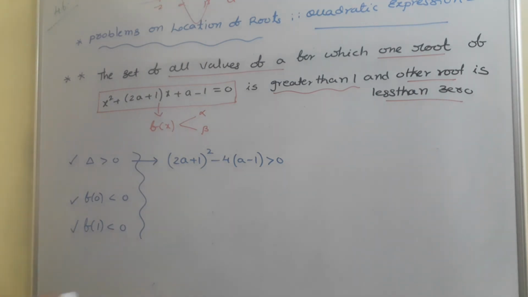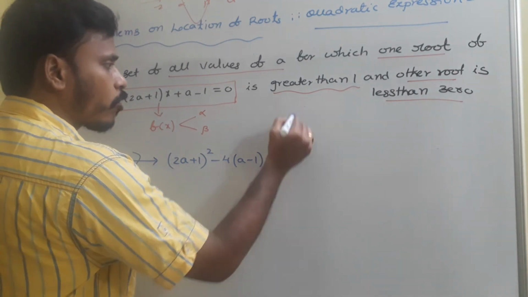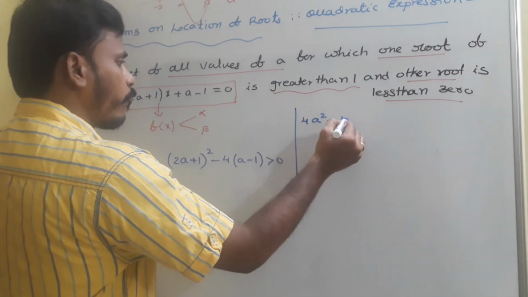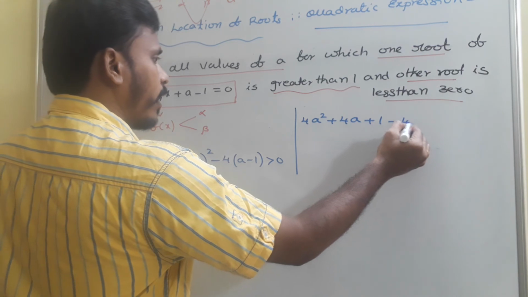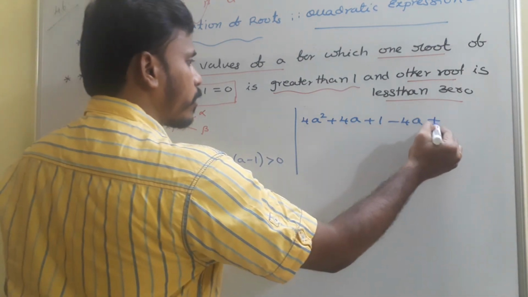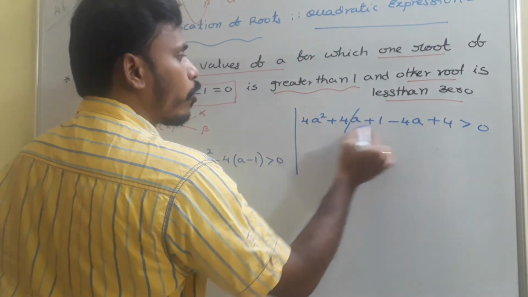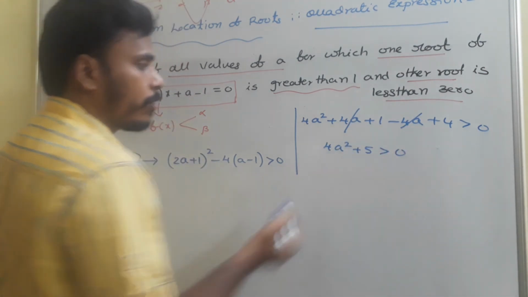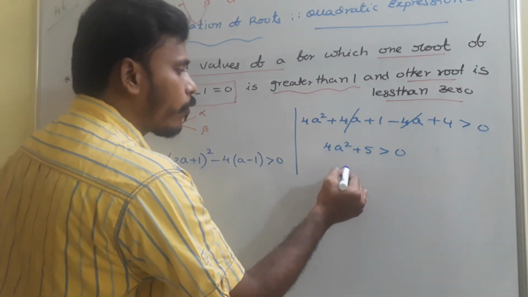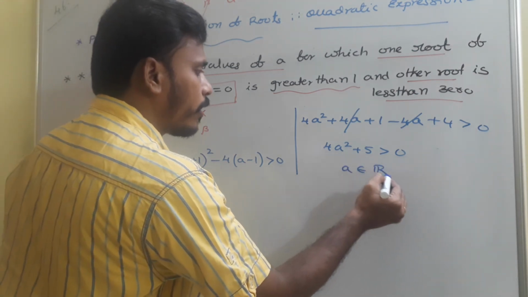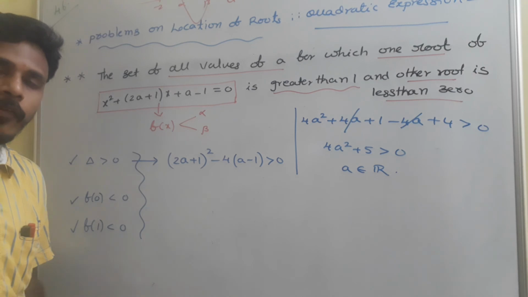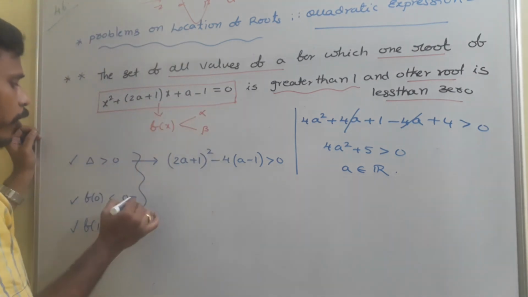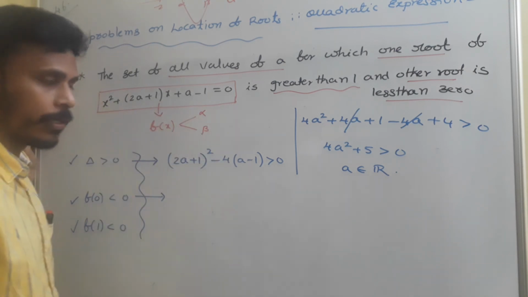Now I need to solve this. See, how can I solve? (2a plus 1) whole square means 4a square plus 4a plus 1, minus 4a, minus of minus, plus 4, greater than 0. 4a and 4a get cancelled. 4a square plus 5 greater than 0. 4a square plus 5 is always greater than 0. So this implies that a belongs to R, for all real values it happens. So from the first restriction, the possible values of a are all real numbers.